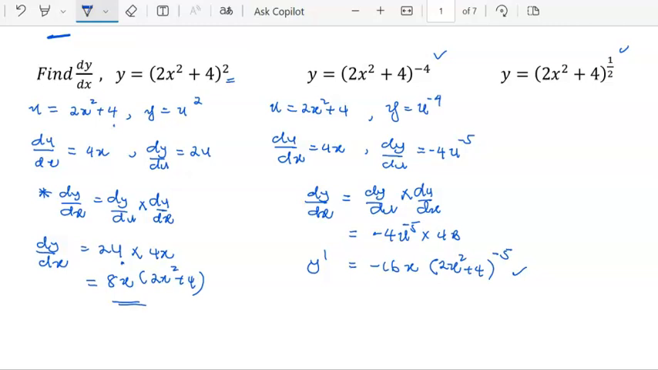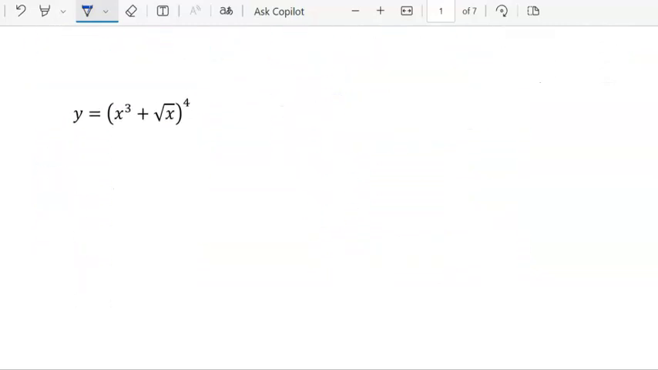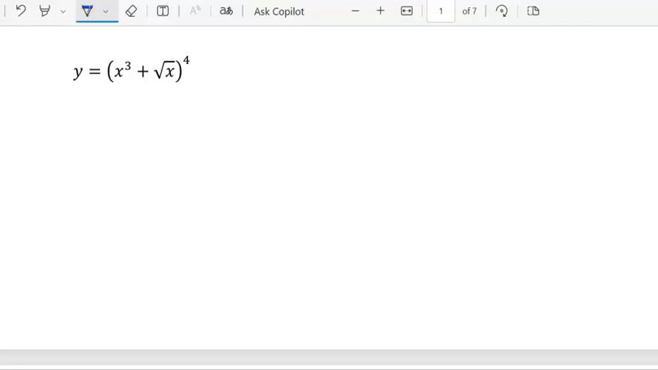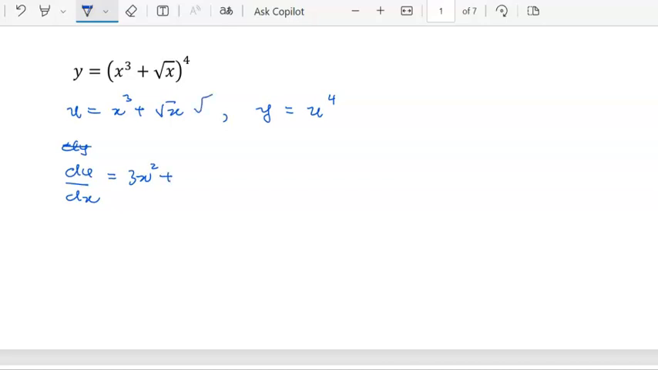Let us have another example here. I'll do exactly the same thing. My u will be the one in the bracket, which is x cubed plus square root of x, and then y is u to the power of 4. So du/dx is 3x squared plus the derivative of the square root. Remember, this is just x to the power of a half, so the derivative is a half x to the power of negative a half. And then dy/du is 4u to the power of 3.